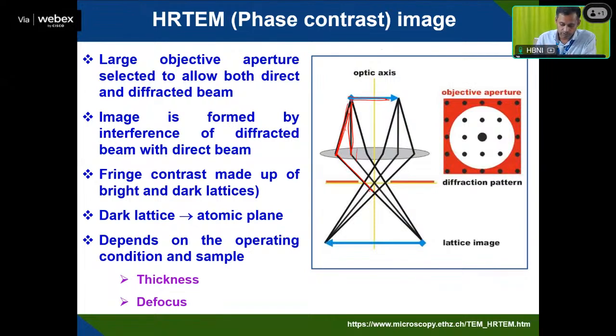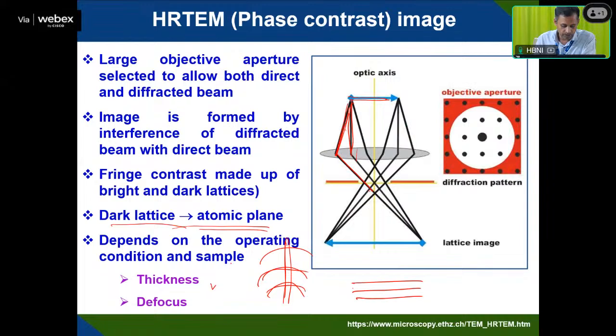Made up of bright field and dark field. When one phase is there, coherent interference will be possible. Constructive interference will take place and you will get better information about the atomic planes. You will see the dark portion will be the atomic plane. You will be able to see it, depending upon the operating condition.